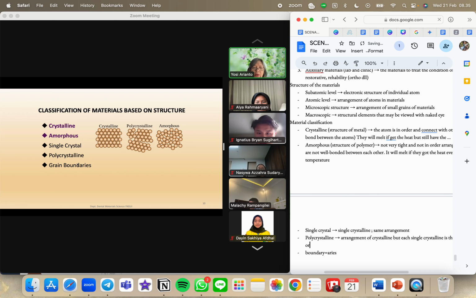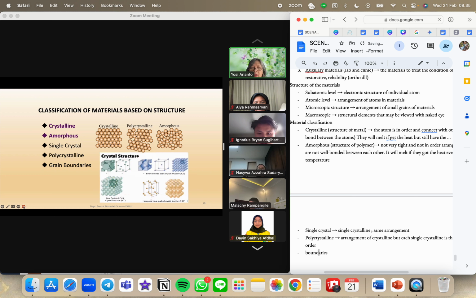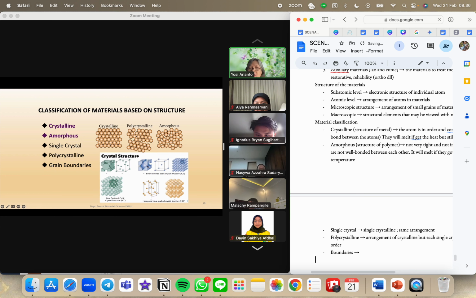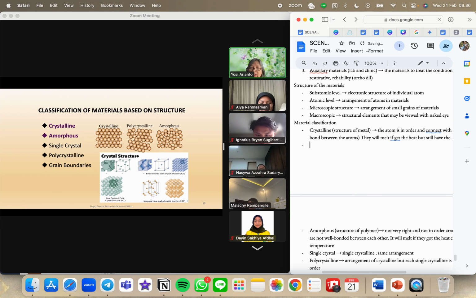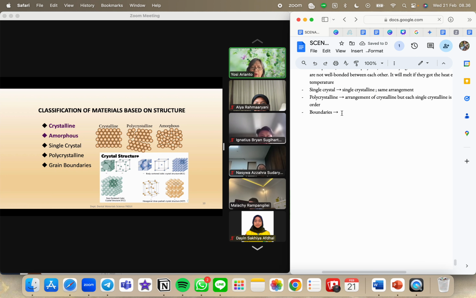And what are the grain boundaries? This is a crystal structure. You have the cubic, the body-centered cubic crystal, face-centered, and hexagonal. All of these will have different properties. I think you already got this from high school, right?